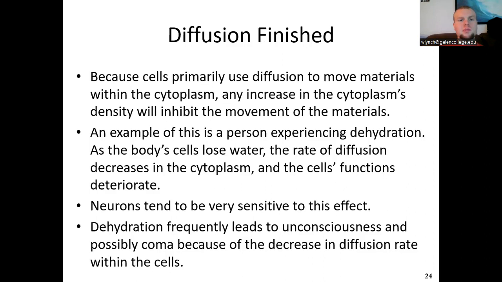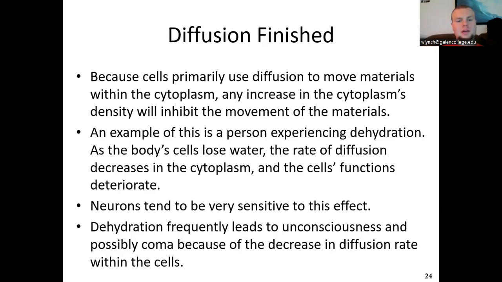Now, diffusion is going to be the main mechanism that we utilize to get things in and out of the cell. So we have to be able to do this in order to keep ourselves alive. An example of diffusion gone wrong is going to be in the case of dehydration. In the case of dehydration, you are in a hypertonic environment. You're in a hypertonic environment because in the extracellular space, the fluid is now very, very concentrated.